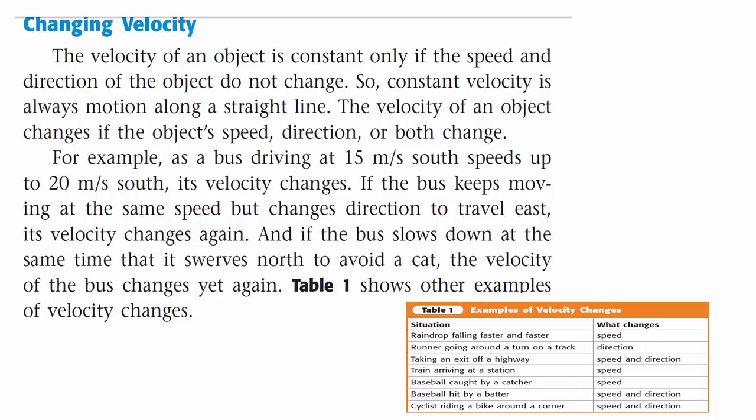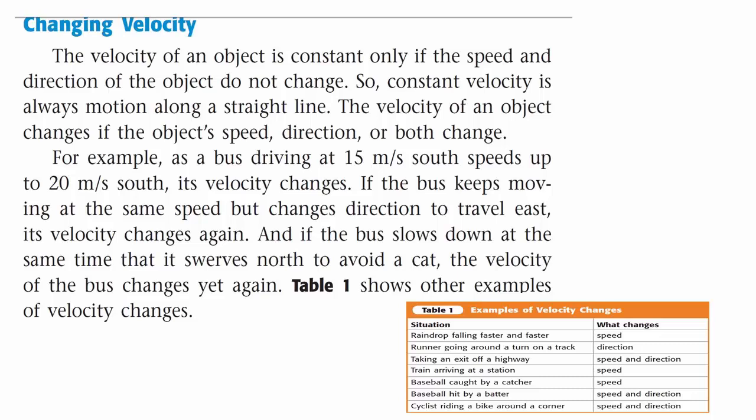Changing velocity. The velocity of an object is constant only if the speed and direction of the object do not change. So, constant velocity is always motion along a straight line. The velocity of an object changes if the object's speed, direction, or both change.